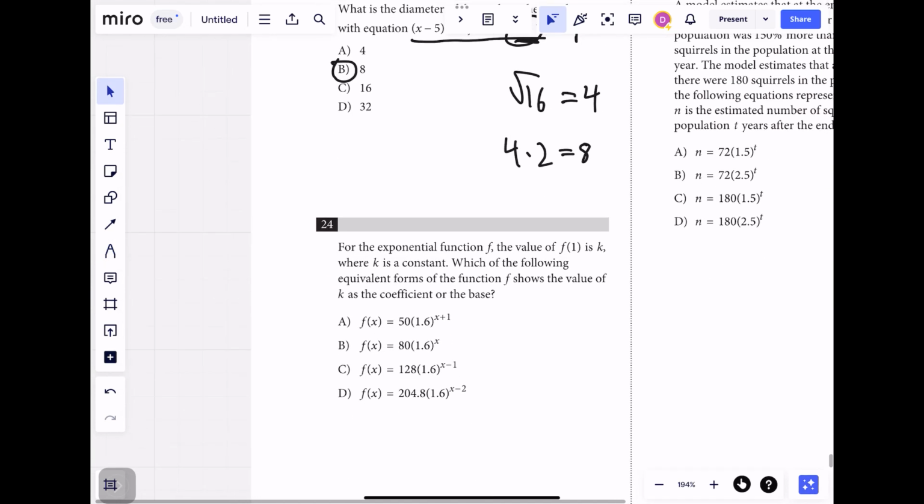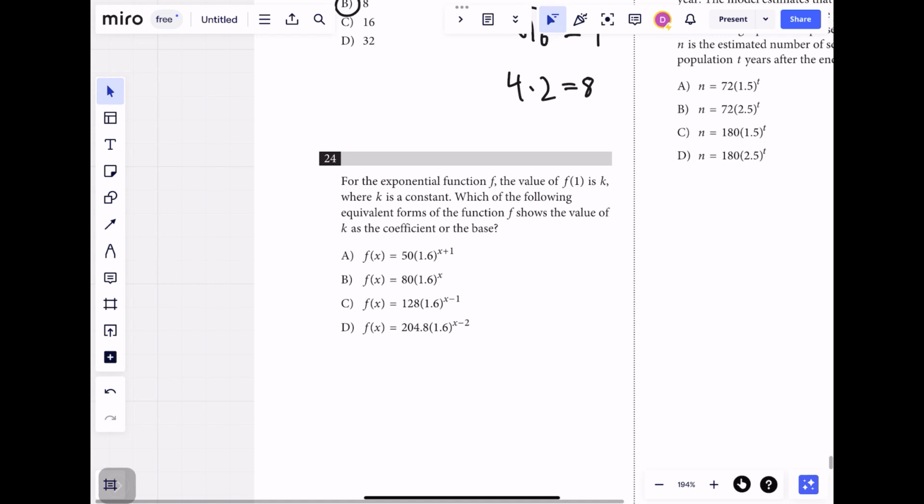For the exponential function f, the value of f of 1 is k, where k is a constant. Which of the following equivalent forms of the function f shows the value of k as a coefficient or a base? So if we plug in x equals 1 into the equation, we're going to get an answer in which that number is written as one of these two numbers. The answer is already in the answer choice. So let's plug it in to each one and figure out which one it is.